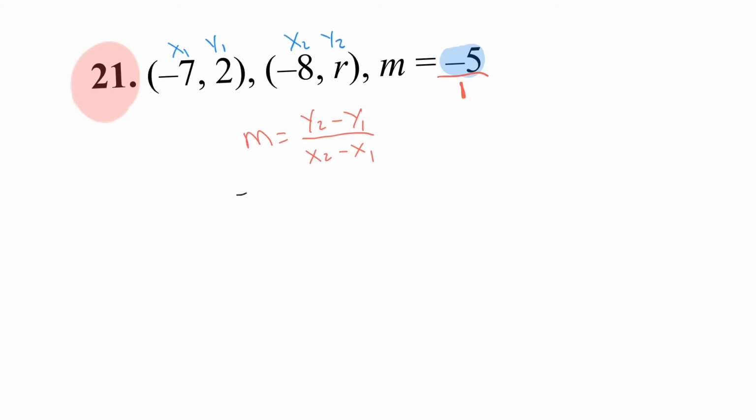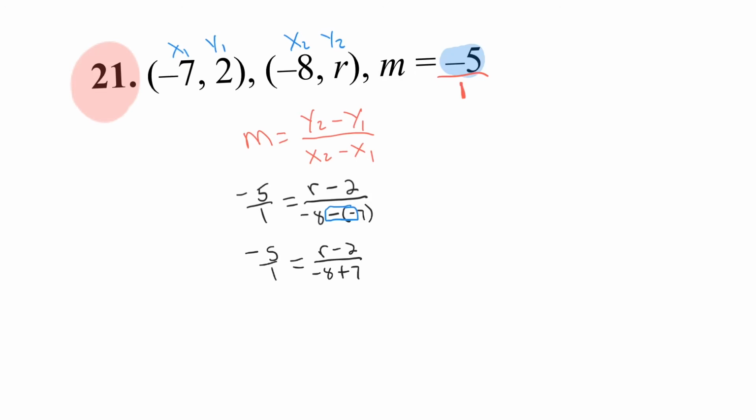So when I substitute, I'm going to have -5 over 1. On the other side, y2 is r. Notice that's the variable r. y1 is 2, so r minus 2 over x2 is -8 minus, and notice x1 is -7. So I need a parenthesis because I'm going to have double negatives. My double negatives are right here underneath on the bottom of the fraction. So I'm going to keep this as a fraction, -5 over 1. On the other side, I have r minus 2 over -8 plus 7.